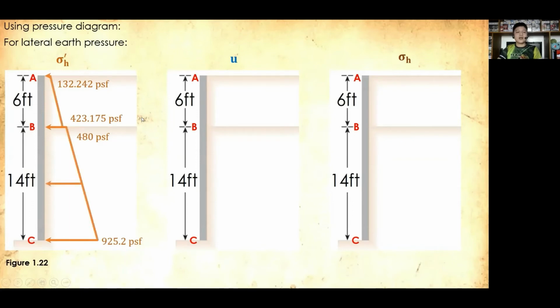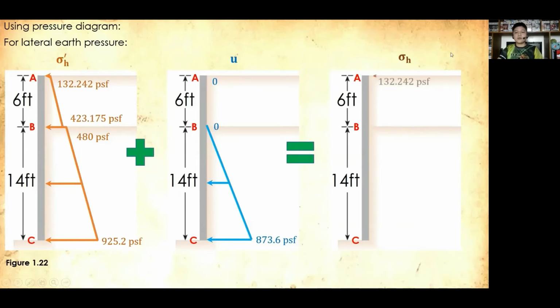Connecting the different magnitudes, so this is already our first component. Next, for our pore water pressure, at A 0, still at B 0, but starting from B, the surface of the groundwater table, it is uniformly increasing towards a value of 873.6 psf at point C. And summing now the two components, it is now equal to the total. First component is 132.242 psf.